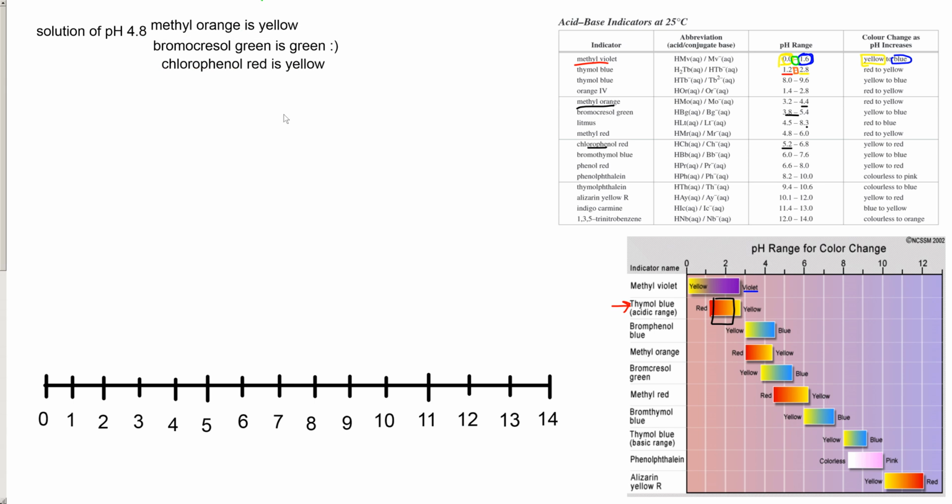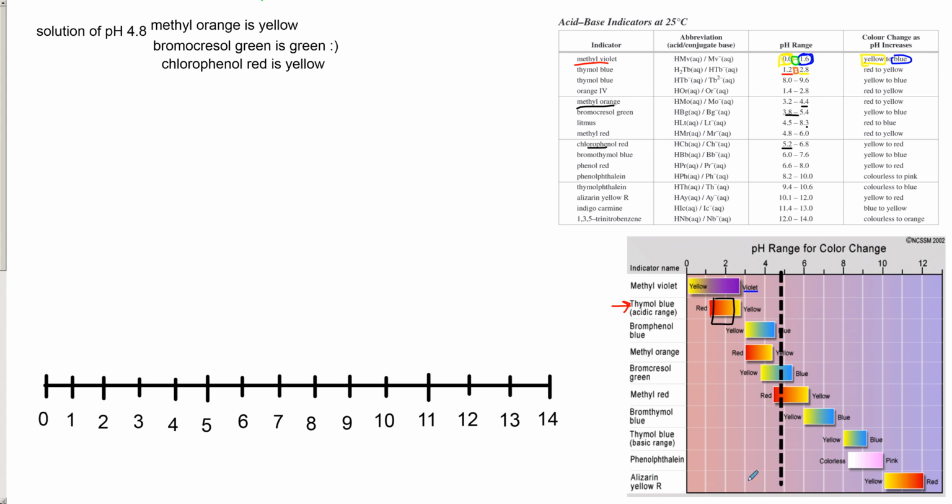A chart like this is nice for another reason. I do believe that this is a little bit more user-friendly than the chart that you guys get, unfortunately. What I could do with this chart is draw a vertical line around 4.8, and then we can just bang these out, like boom, boom, boom, boom. So methyl violet would be blue or violet, thymol blue would be yellow, bromophenol blue would be blue, methyl orange would be yellow, bromocresol green would be green, methyl red would be reddish orange, bromothymol blue would be yellow, thymol blue would be yellow, phenolphthalein would be colorless, and alizarin yellow would be yellow.